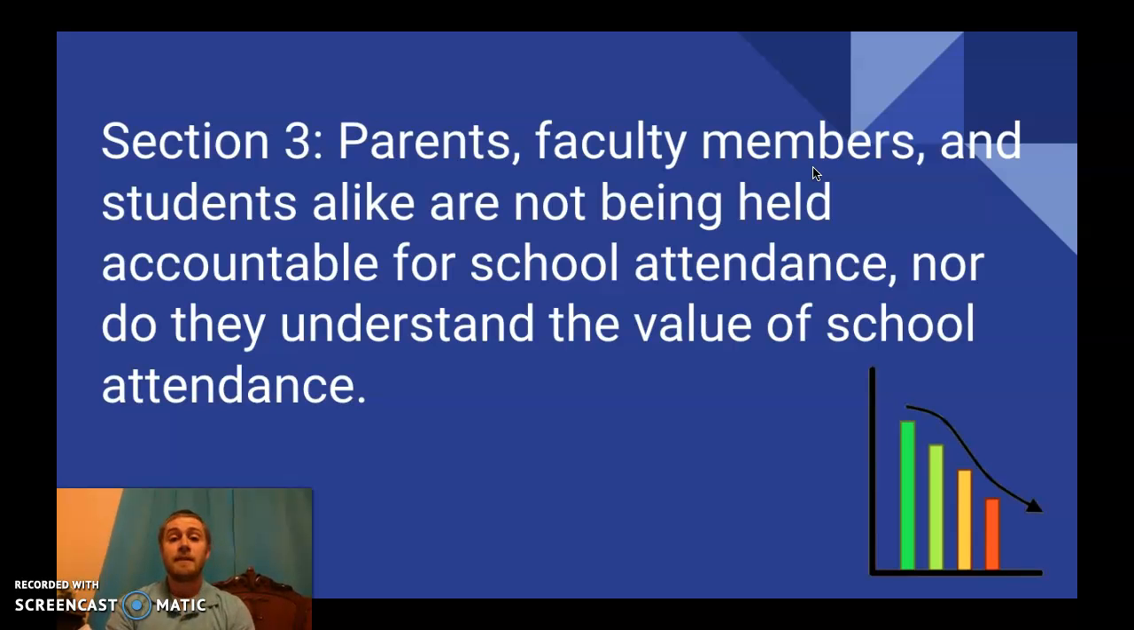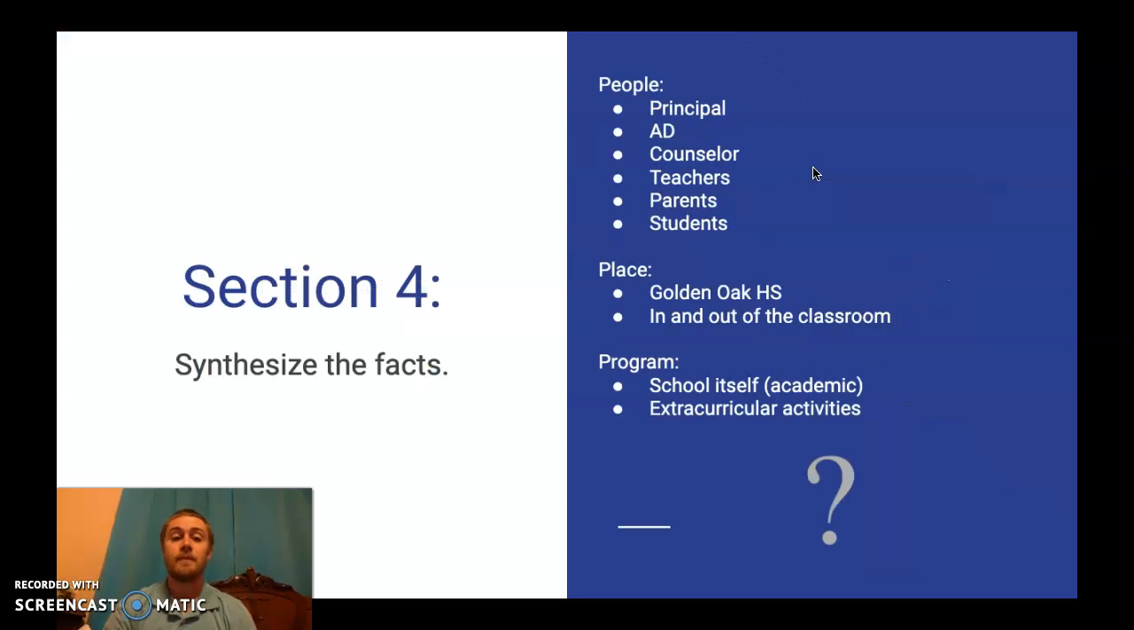So, to summarize it in one sentence, parents, faculty members, and students alike are not being held accountable for school attendance, nor do they understand the value of school attendance. So again, looking at the major players, the principal, myself, the athletic director, the counselor, the teachers, the parents, and the students are the main stakeholders in this scenario.